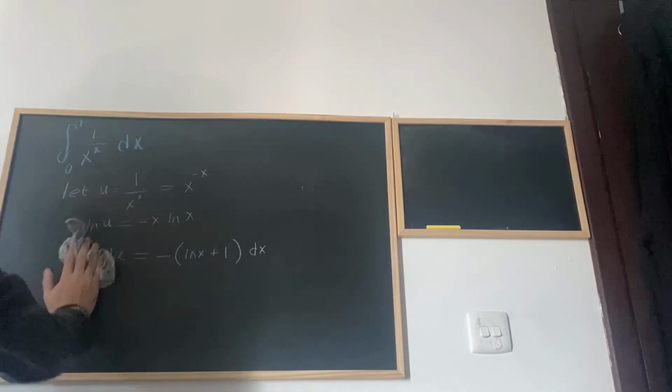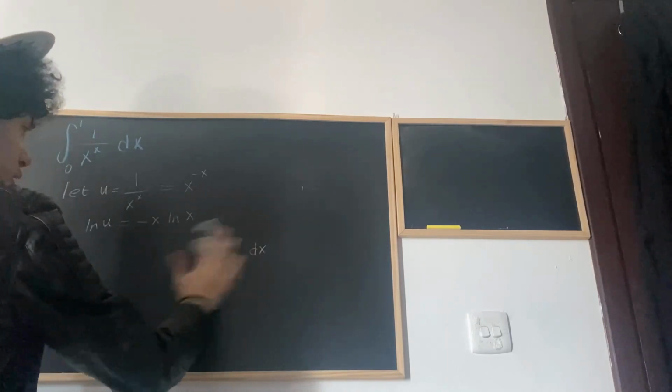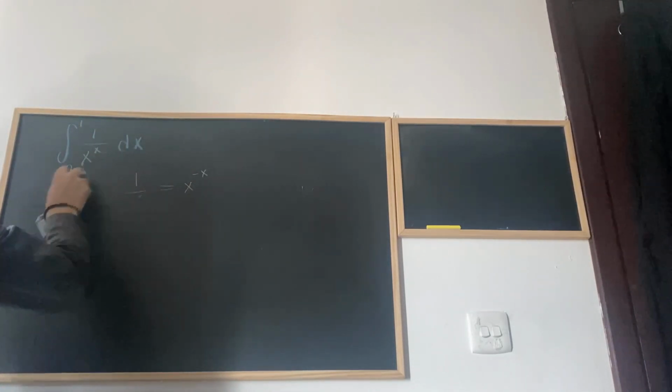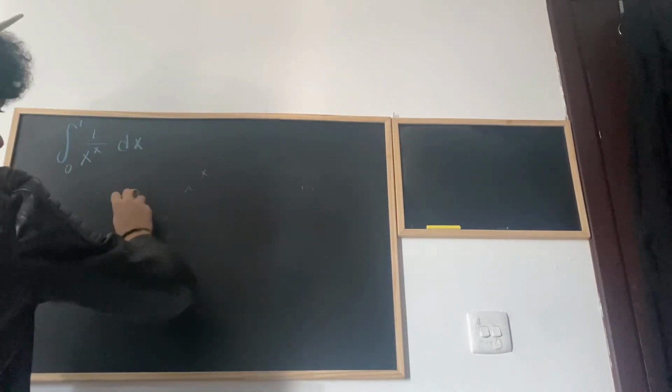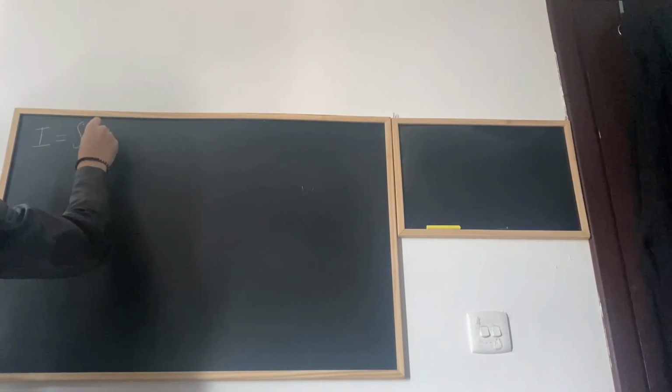Now, this is the type of question where you either drown in the deep or rise from it. So we have to use every single little ratty trick that we know, every theorem, everything, until we figure out what the key to this question is. So let me erase everything. And let's say I is equal to our integral, which is from 0 to 1 of 1 over x to the power of x dx.